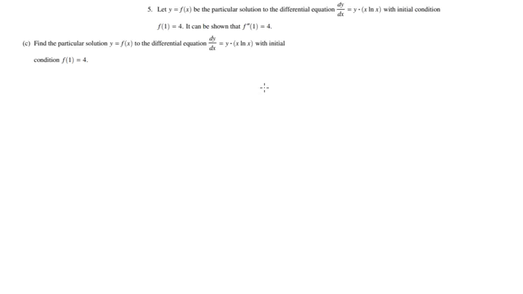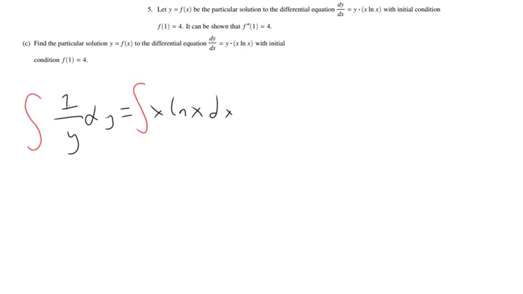So we just have to find the particular solution to this differential equation with this initial condition right here, which again they gave here. So first part right here, separate variables. I'm going to divide both sides by y, multiply both sides by dx. So I have 1 over y dy equals x natural log of x dx. And now that my variables are separated, I can integrate both sides.